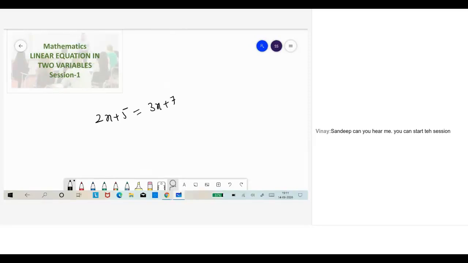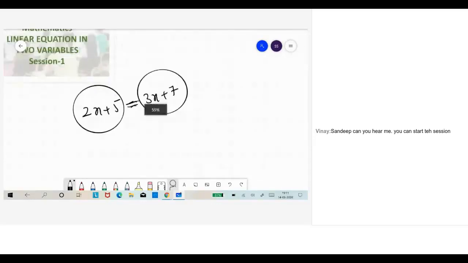Now, let's say you have two algebraic expressions and in between them there is a symbol called equality. Let me give you a simple example: 2x plus 5 is equal to 3x plus 7. So here, 2x plus 5 is an algebraic expression, and 3x plus 7 is also an algebraic expression. These two algebraic expressions are connected by a symbol called equality. There's a reason why we call it an equation.